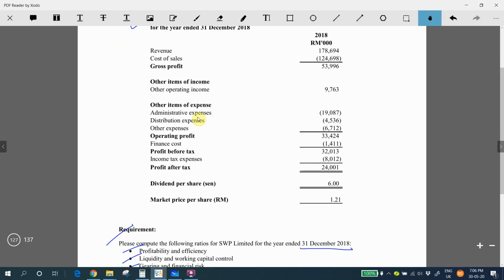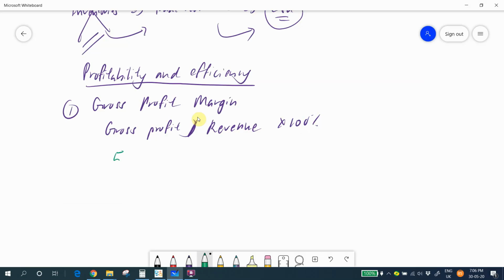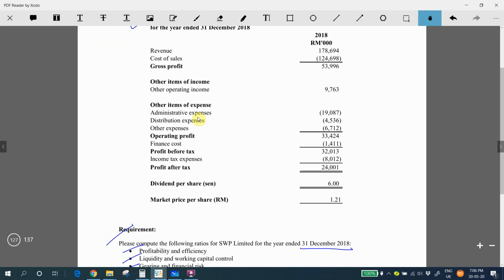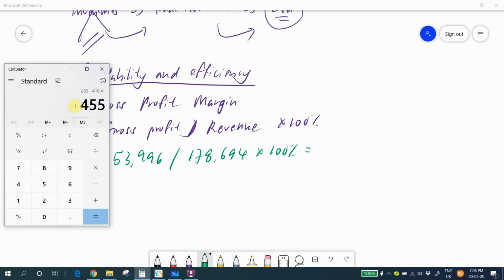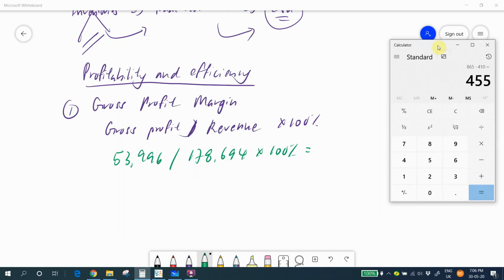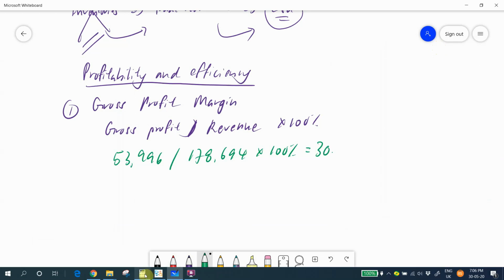So gross profit of the company 53996, revenue 178694. 53996 divided by 178694 times 100%. So we get our answer 13.22%.